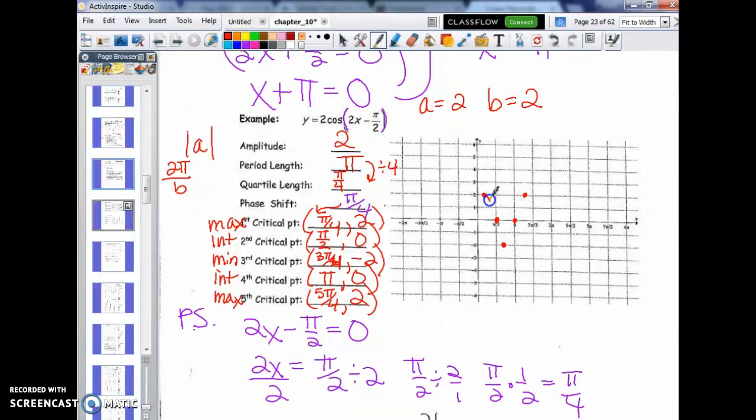So we had to add some points in between there to get our cosine curve. I'm just going to clean this up a little bit here. So we know that that's a 3 pi over 4. Okay. So there's your cosine curve for y equals 2 times the cosine of 2x minus pi over 2.